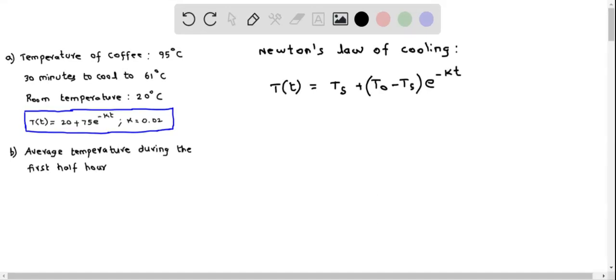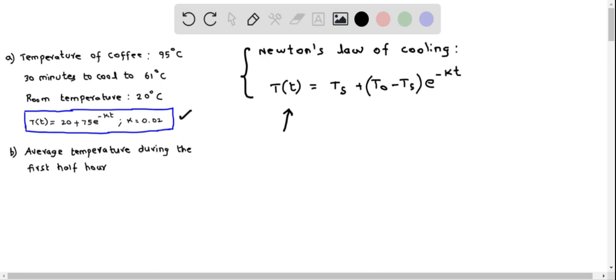We will now show that the temperature of the coffee after 10 minutes is given by this equation. That is, T(t) equals 20 plus 75 e raised to the power of negative kt, where k is a constant equal to 0.02. For this, we are going to use Newton's law of cooling formula, which states that the temperature of an object after time t is given by this equation.